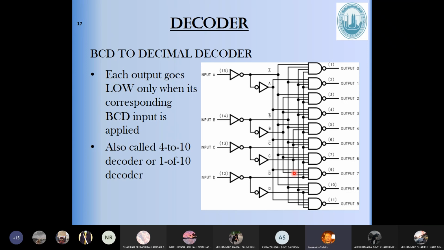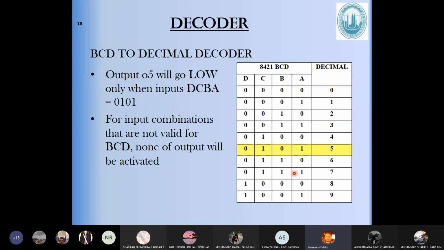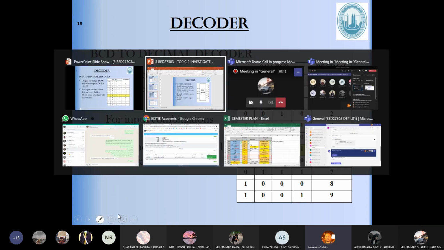So this type of decoder is also known as a 4 to 10 or 1 to 10 decoder. Okay, it is a special decoder which converts BCD to decimal. Okay, so this is basically the truth table. But first of all, I would like to make sure that you understand whether BCD and binary are the same. Okay.